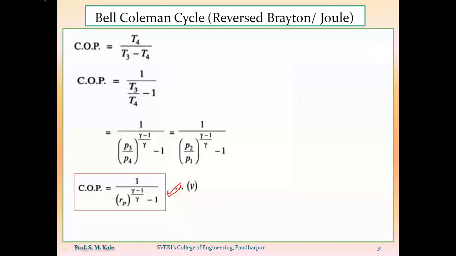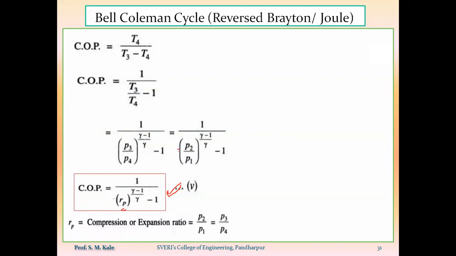Okay. So here, this is the formula by which we get the value of COP of Bell-Coleman cycle, and the formula is COP is equal to 1 upon Rp raised to gamma minus 1 upon gamma, minus 1, whereas Rp is called the pressure ratio, and that pressure ratio is equal to P3 by P4, which is the expansion ratio, which is equal to P2 by P1, called the compression ratio.